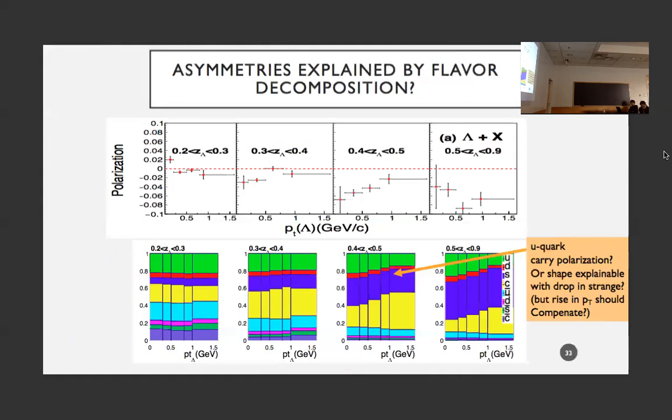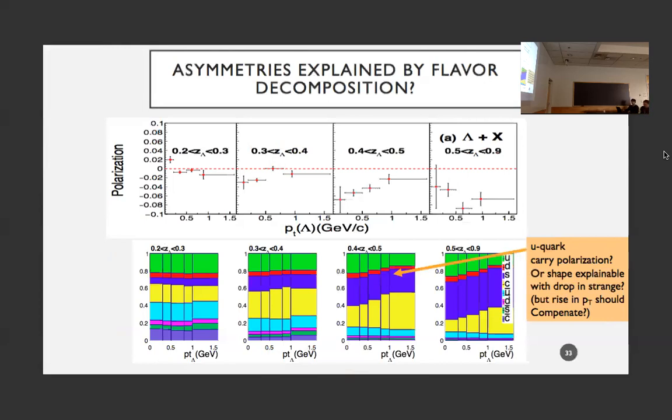One hint is if you look at the flavor that goes into the lambda in this region. At higher Z, it's mostly strange quarks here in blue and some charm. At lower Z, you have more U quarks as well, which possibly dilute this if you think that the polarization may be carried by the strange. So what happens here is that the charm fraction increases and the U fraction goes down a little, and the strange decreases a little bit.